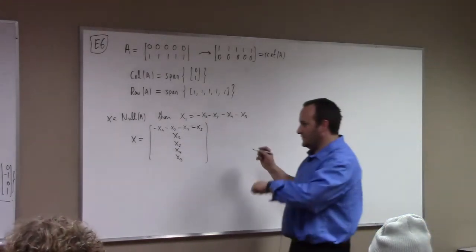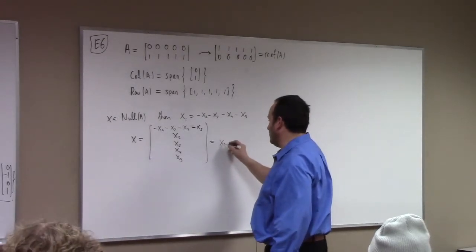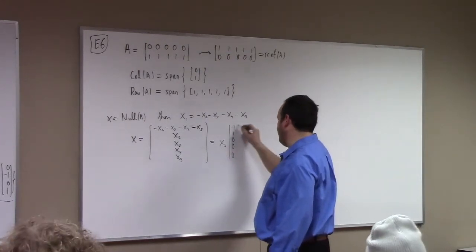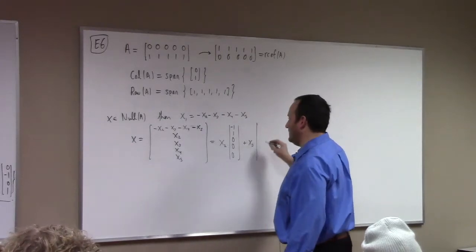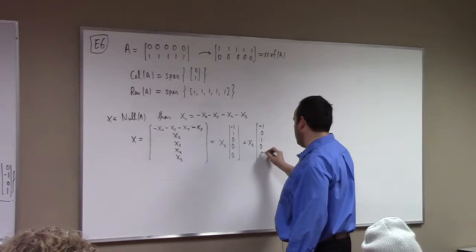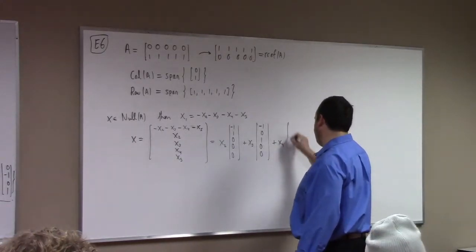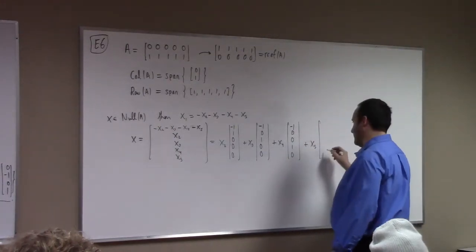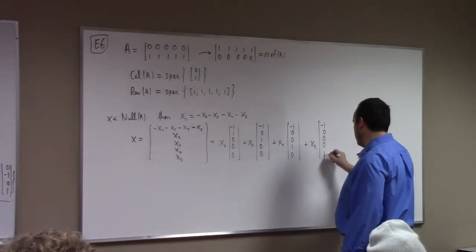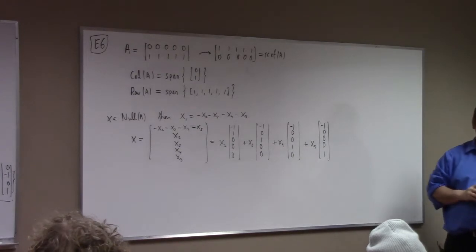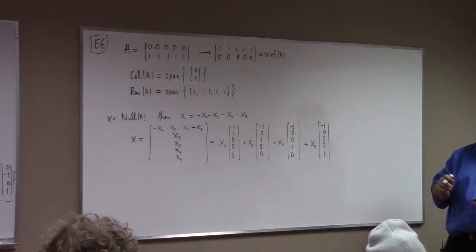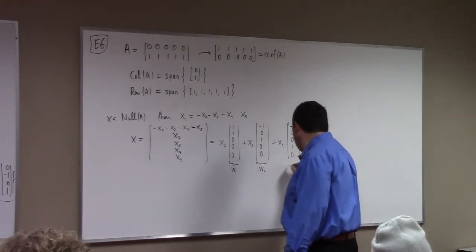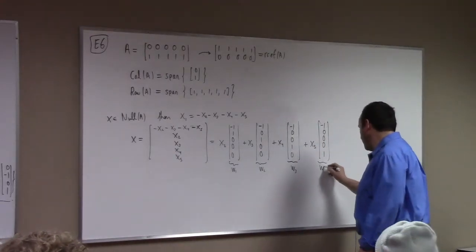And then, just like the last one, we can factor out our non-pivot variables. X2 times (minus 1, 1, 0, 0, 0), plus X3 times (minus 1, 0, 1, 0, 0), plus X4 times (minus 1, 0, 0, 1, 0), plus X5 times (minus 1, 0, 0, 0, 1). It gives me no joy to write these vectors again, so let me give them names. W1, W2, W3, W4.